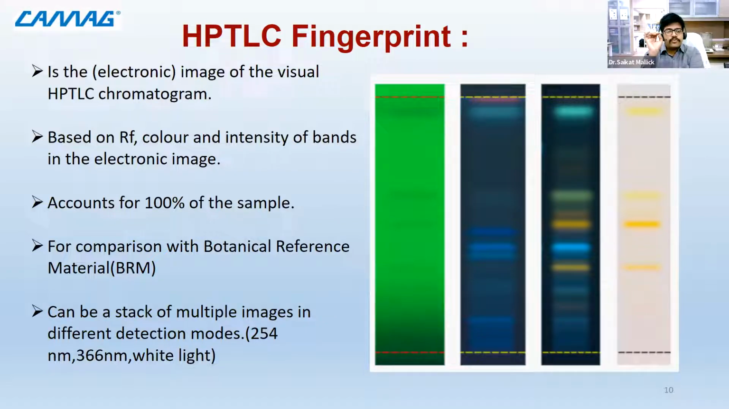Another important advantage of using HPTLC is that you are 100% accounting for the sample. Now you know what amount of sample is at the top, what is at the bottom, and what is in the middle. So you are seeing 100% of your sample. In the case of other types of chromatography, you are not able to see anything other than your compound of interest. You can monitor that, but what all other things are there, you may not be able to monitor simultaneously. And here you can be very specific.